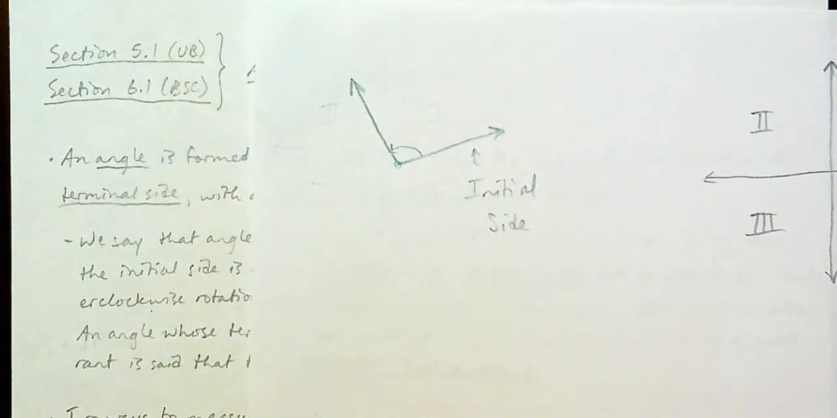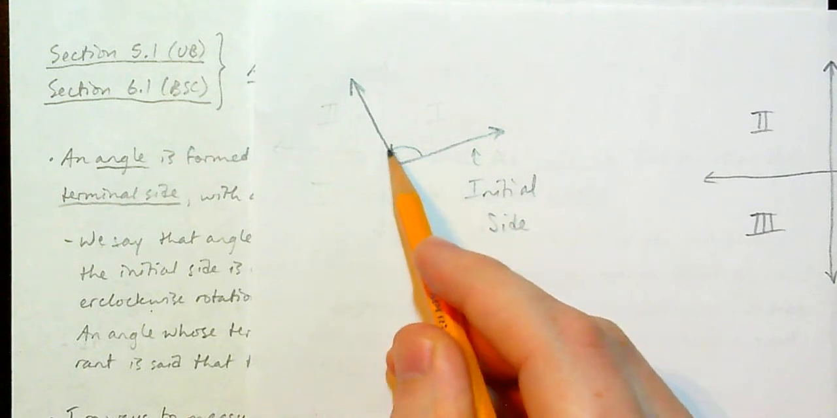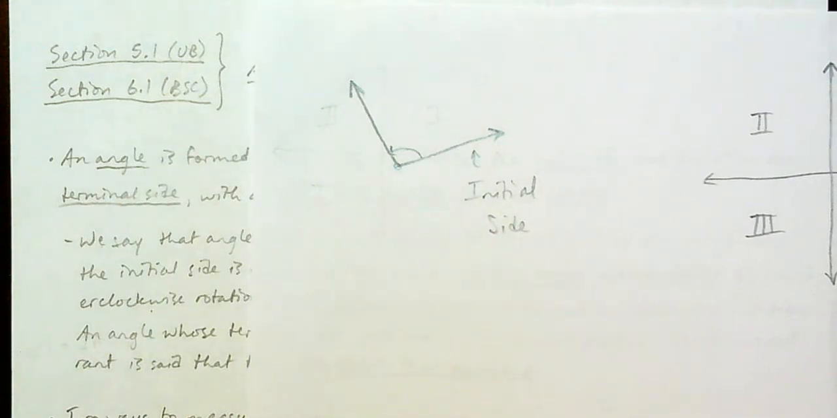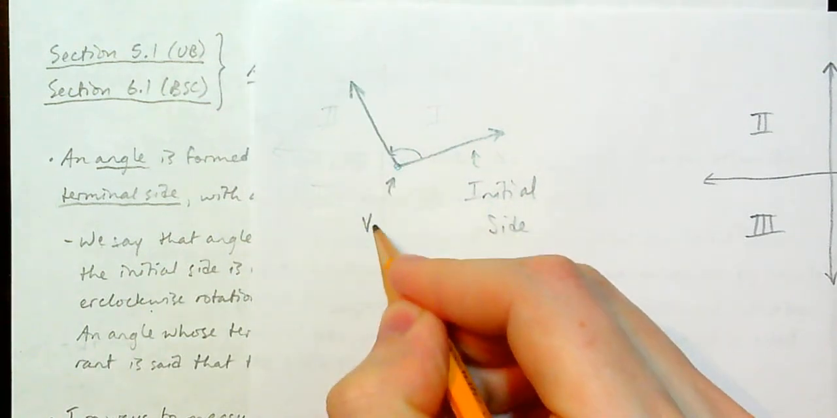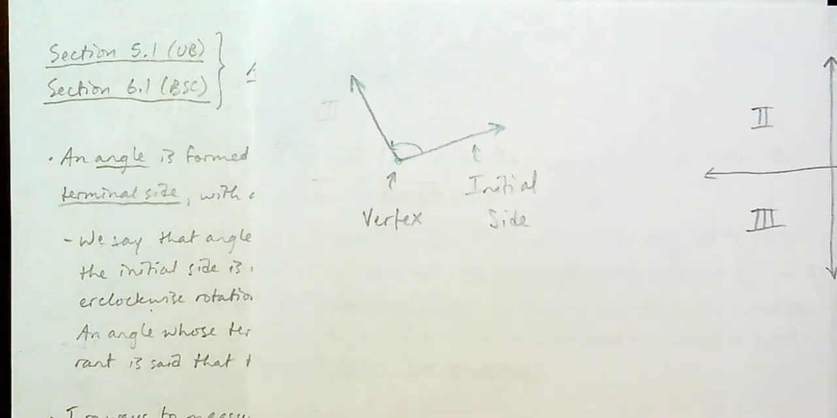And how can we tell which side is the starting side and which side is the terminal side? We can tell because usually we draw an arrow like this telling us where we start and where we end. So that's how we know what is our initial side and what's our terminal side. And this point right here, this is our vertex.